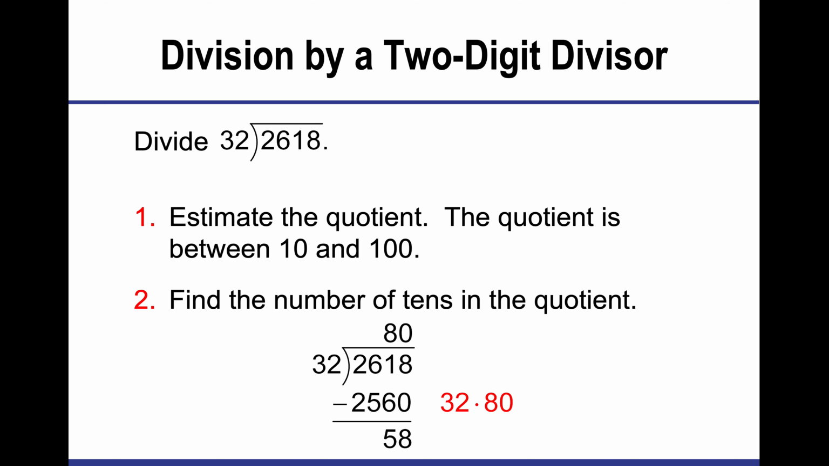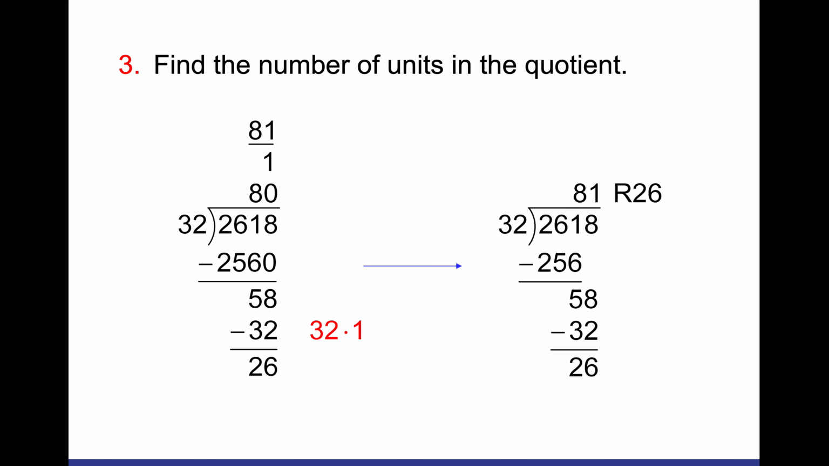It goes in there 8 times. And then I'm able to kind of guesstimate that it would be 32 times 80. If I want to find the number of units here, I'm getting the exact answer. So I kind of estimated. Now I'm doing proper long division and I have a remainder of 26, and that's my exact answer.